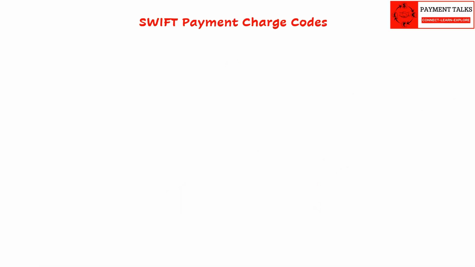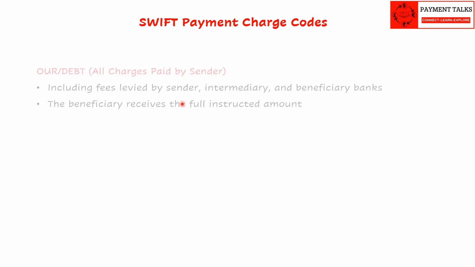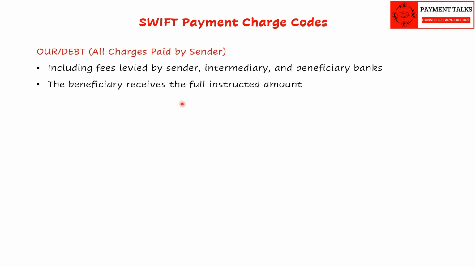In this video, we will explore what these codes mean, how they impact the payment amount, and how they are represented in SWIFT messages, both in MT and CBPR, with practical examples. The first charge code is OUR or DEBT. This charge code means any charges that are incurred to process this payment are borne by the sender. The charges include the sender, intermediary, and beneficiary bank charges. In this mode, the beneficiary receives the full payment amount that is mentioned in the instruction.